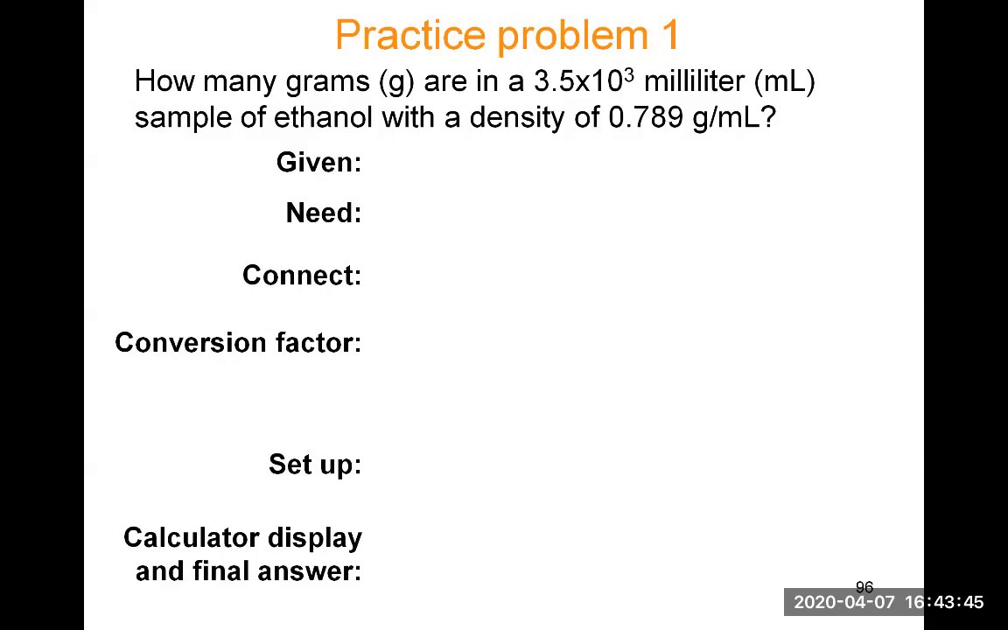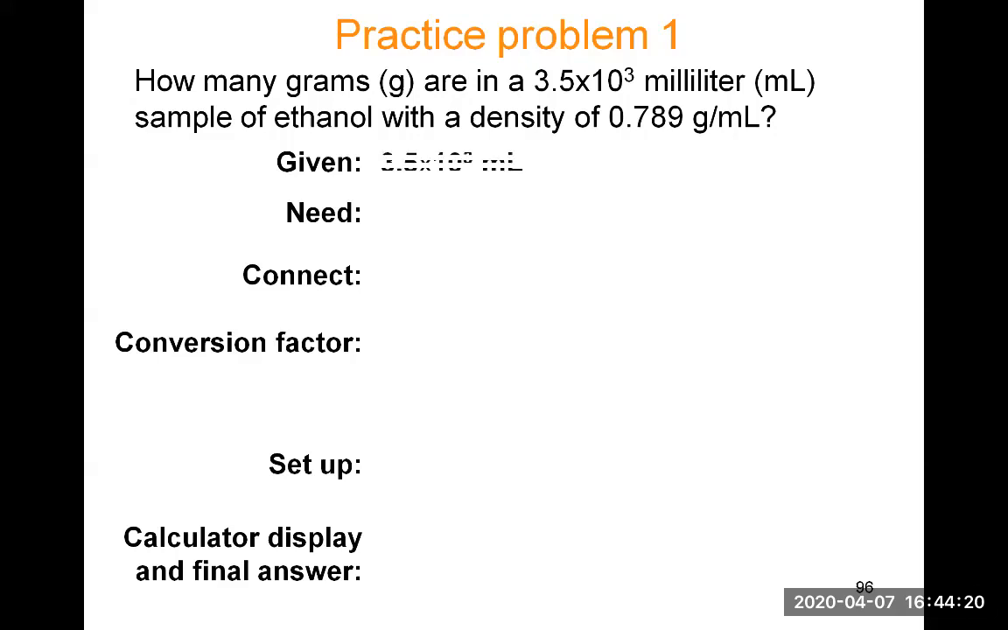So what is the given amount here? We have the density in grams per milliliter, and we have a number of milliliters. As I said earlier, the given amount is always the measurement with the single unit. Density here is a complex unit of grams per milliliter, and the per milliliter indicates that you can write this as an equality. So density will be your conversion factor.